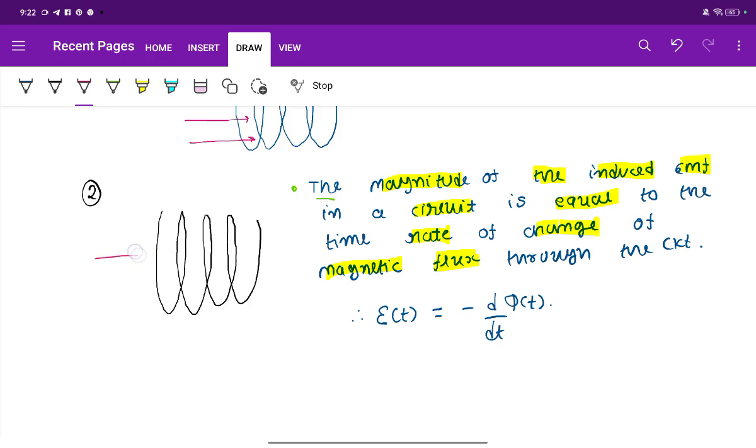So as soon as you apply a time varying magnetic field, okay, it will induce electric current inside the loop, okay. Due to induced current, we will have induced EMF, okay. So that induced EMF is directly proportional to, or you can say equal to, negative derivative of magnetic flux. Very important result, okay.